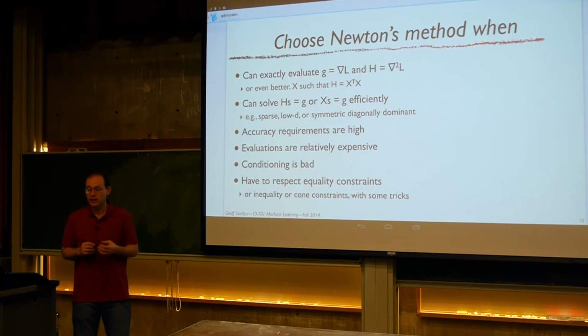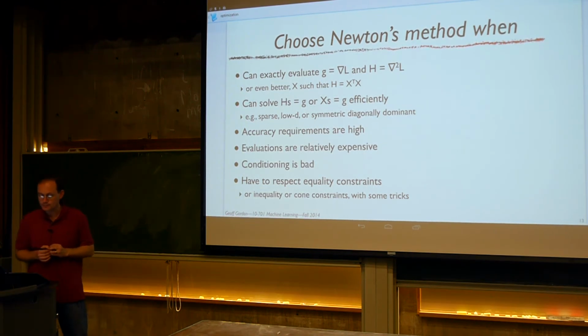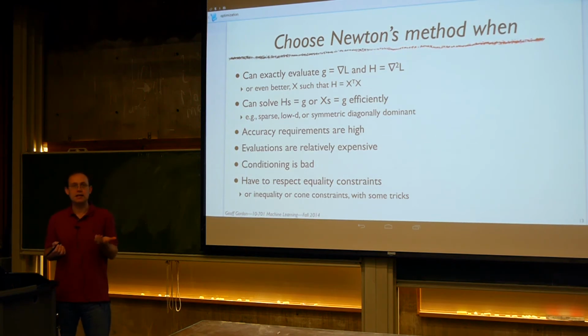But for example, if it's a sparse matrix, that helps. If it's a low-dimensional matrix, that helps. Or, a recent thing that people have discovered is that sparse diagonally dominant symmetric ones you can solve very quickly. That was within the past 10 years, there's been a big spate of papers about solving systems like that fast. Newton's method is great if your accuracy requirements happen to be really high.